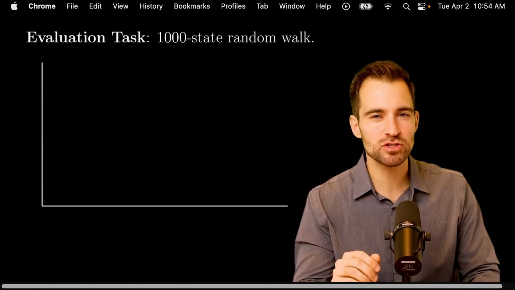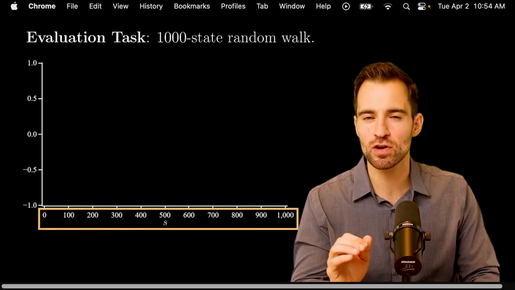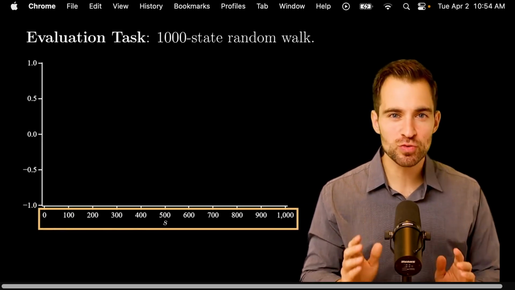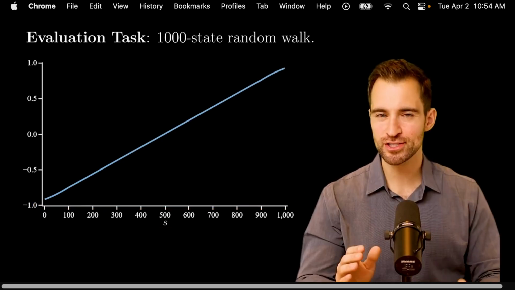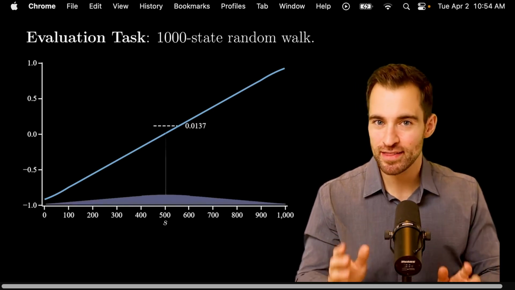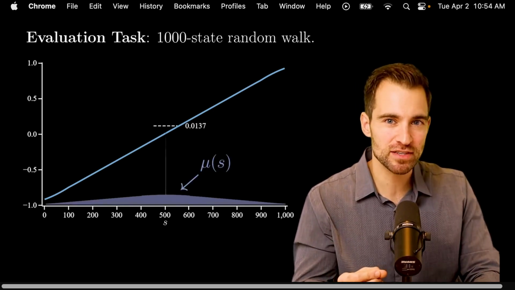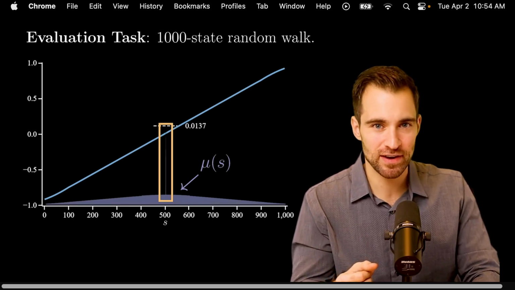Now let's visualize the true value function, where the states are listed 1 to 1,000 along the horizontal axis. The true value function is this. This is what we'll be trying to approximate. Also, this is the true distribution of states as we bounce around. This is mu, used in the VE objective. This large spike comes from the fact that we always start at state 500.